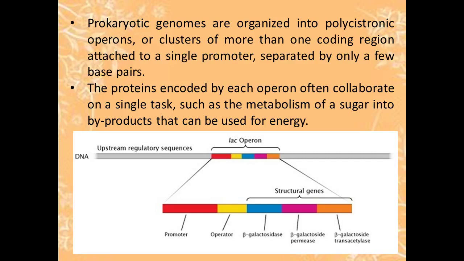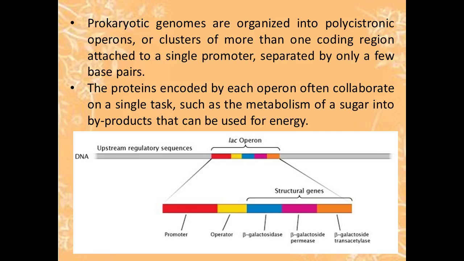In bacteria and archaea, structural proteins with related functions, such as the genes that encode the enzymes that catalyze the many steps in a single biochemical pathway, are usually encoded together within the genome in a block called an operon and are transcribed together under the control of a single promoter. This forms a polycistronic transcript.